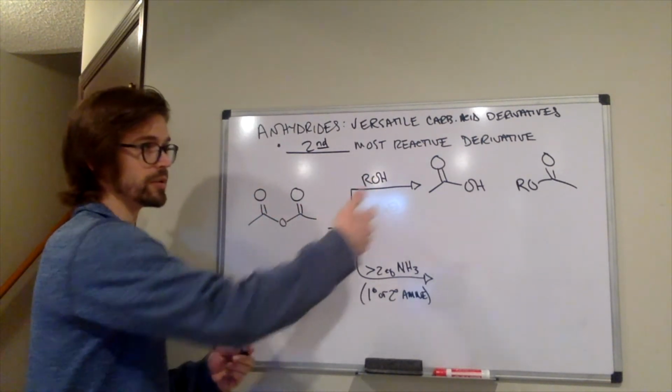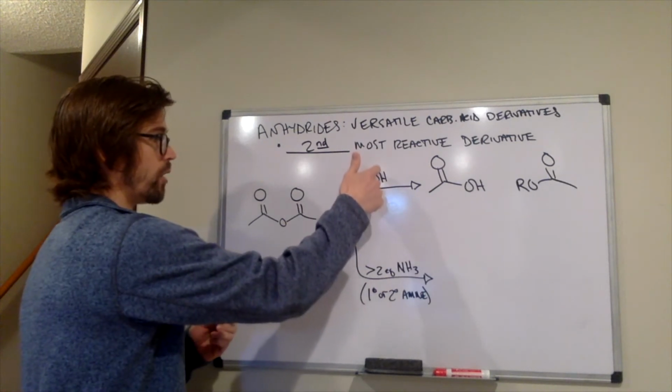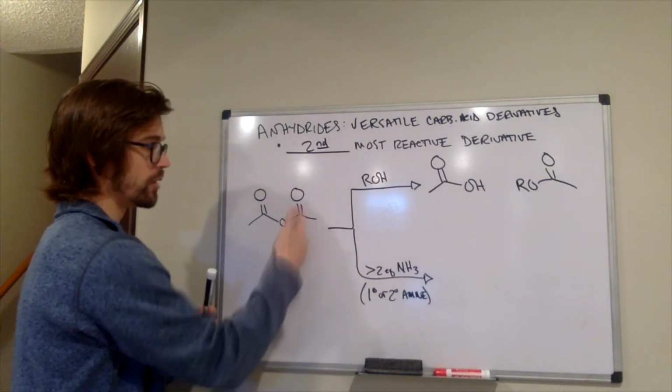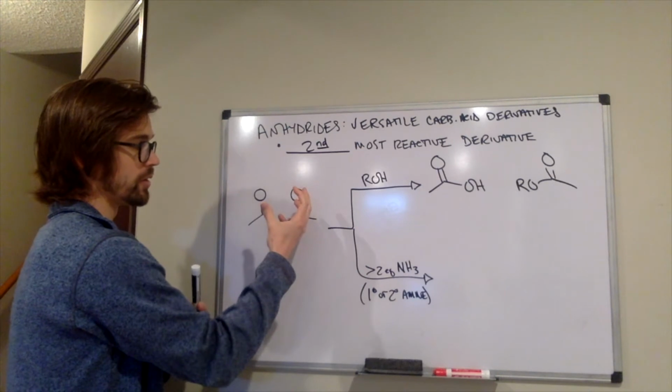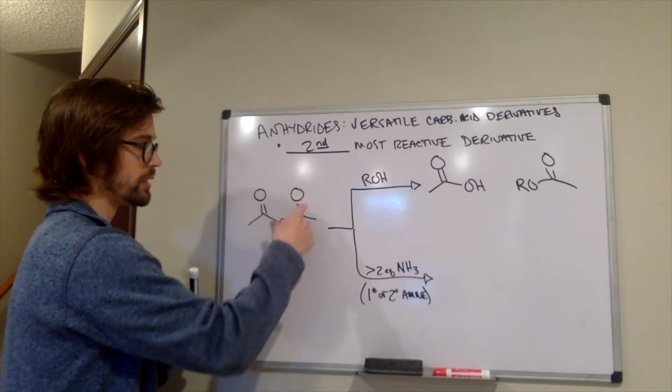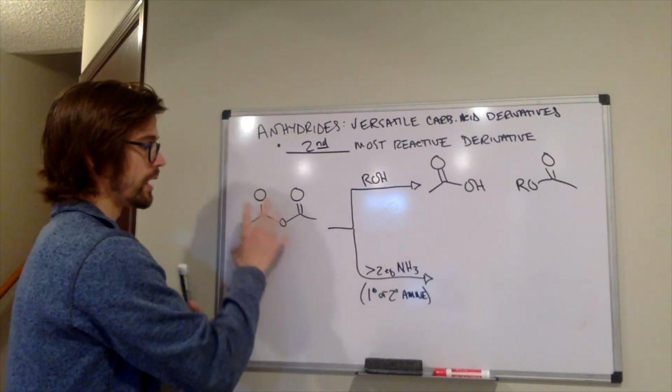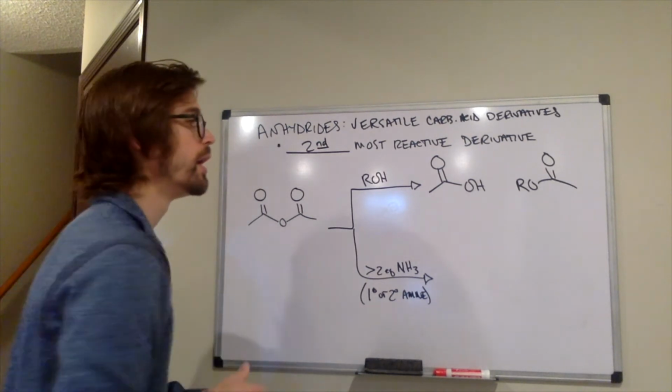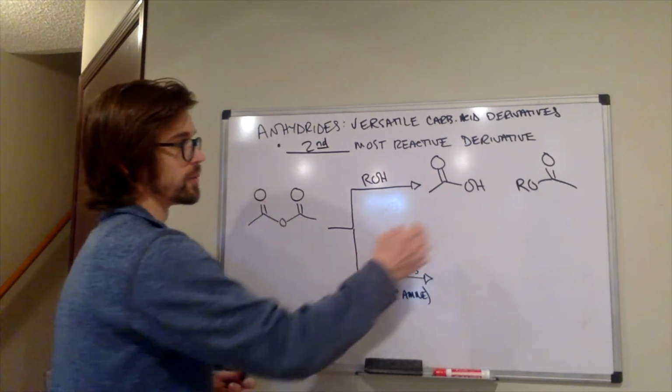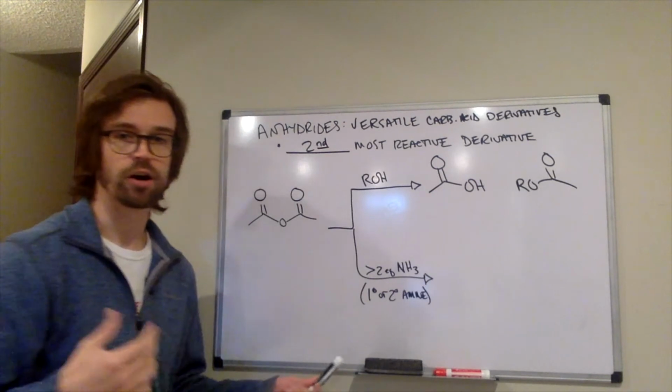Again, we could say that alcohol added to that carbonyl, the electrons kick up, forming that tetrahedral intermediate. We get a proton transfer, they come back down, kick out the carboxylate leaving group, and at that point, a proton transfer would occur to make that carboxylic acid.